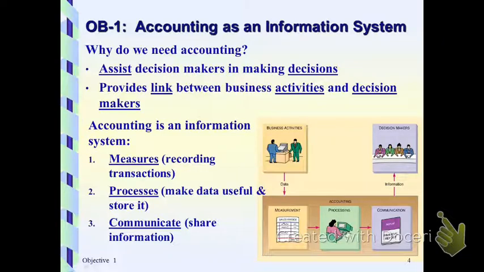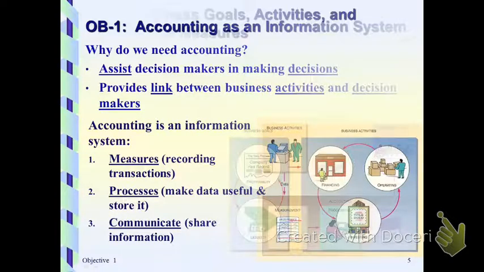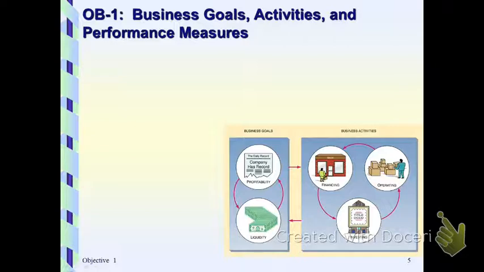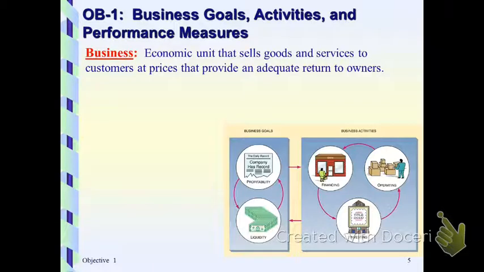If we look at this diagram at the right, we see that the business activities provide data that can be measured, processed, and then communicated in the form of information and reports that are then used by decision makers. All businesses have goals. They perform activities and then they measure those activities. Businesses can be defined as economic units that sell goods and services to customers at prices that provide an adequate return to the owners of that business.